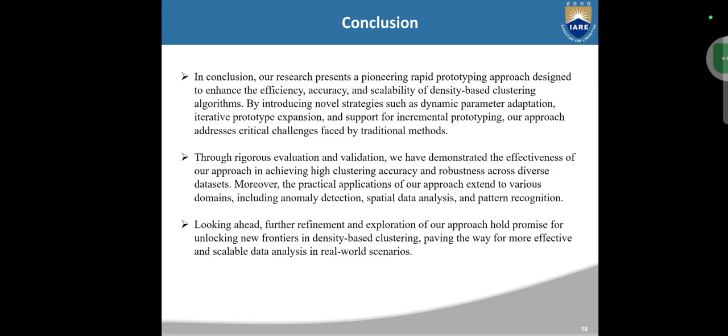Through rigorous evaluation and validation, we have demonstrated the effectiveness of our approach in achieving high clustering accuracy and robustness across diverse datasets. Moreover, the practical applications of our approach extend to various domains including anomaly detection, spatial data analysis, and pattern recognition. Looking ahead, further refinement and exploration of our approach hold promise for unlocking new possibilities in density based clustering, paving the way for more effective and scalable data analysis in real world scenarios.